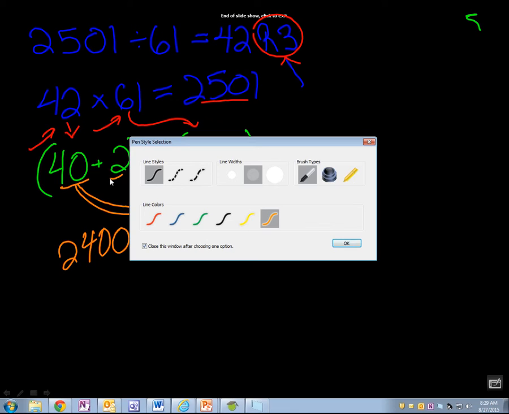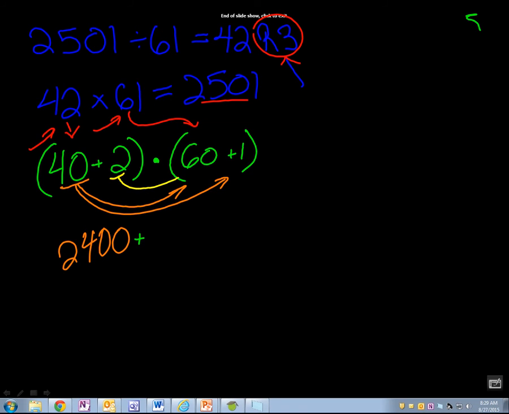Then we are going to find, so 2,400 plus, I'm going to do a different color there. 2 times 60 and 2 times 1. Actually, no, I'm jumping ahead of myself here. You've got to do the 40 times 1, which is 40. Plus, go back to yellow, 2 times 60, which is just 2 times 6 with another 0, 120. Plus 2, because 2 times 1.